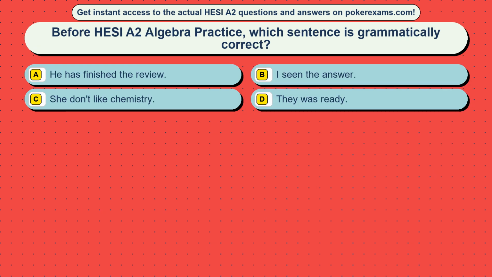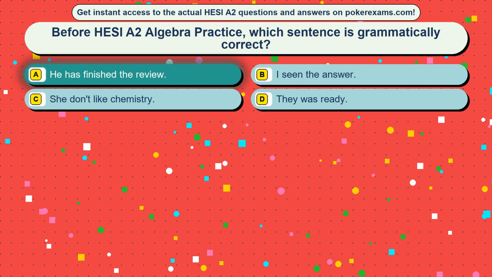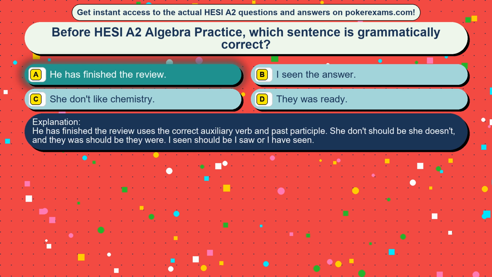Question 35. Before HESI A2 Algebra Practice, which sentence is grammatically correct? Option A, he has finished the review. Option B, I seen the answer. Option C, she don't like chemistry. Option D, they was ready. The correct answer is option A, he has finished the review. He has finished the review uses the correct auxiliary verb and past participle. She don't should be she doesn't, and they was should be they were. I seen should be I saw or I have seen.